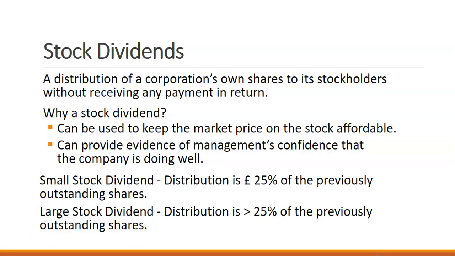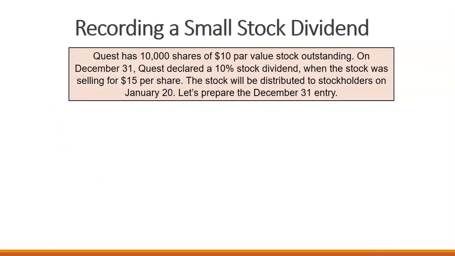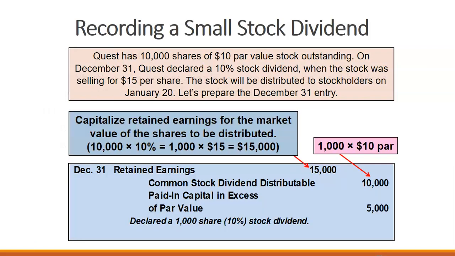We have small stock dividends and large stock dividends. A small stock dividend is anything less than 25% of our previously outstanding shares. And a large stock dividend is if the distribution is 25% greater than the previous outstanding shares. We're going to look at an example of a small stock dividend. They get recorded differently in our accounting records.